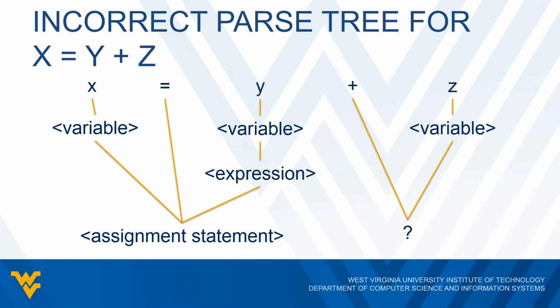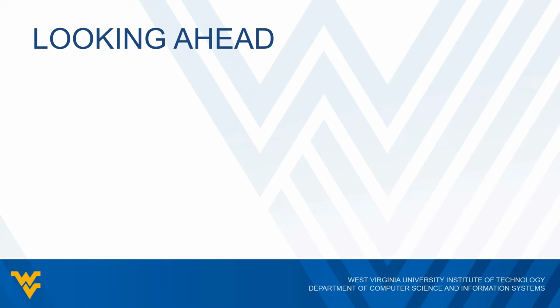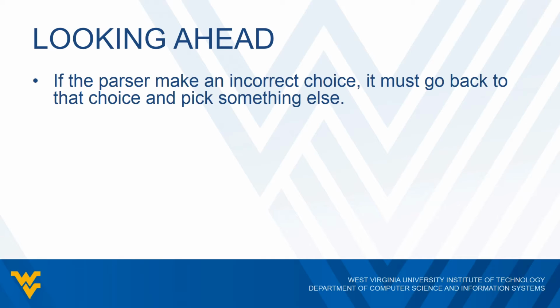We don't have assignment statement plus variable. So this doesn't work. Here what we found is that the parser has gone down the wrong path. So this particular choice was incorrect. If the parser does make an incorrect choice, then it needs to go back to that particular choice and pick something else because it didn't work. It has to undo what it did, pick a different choice, and see what happens.